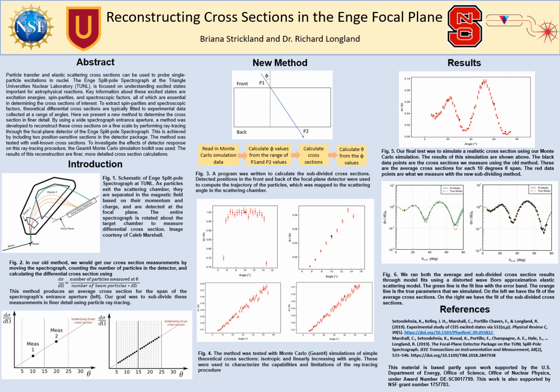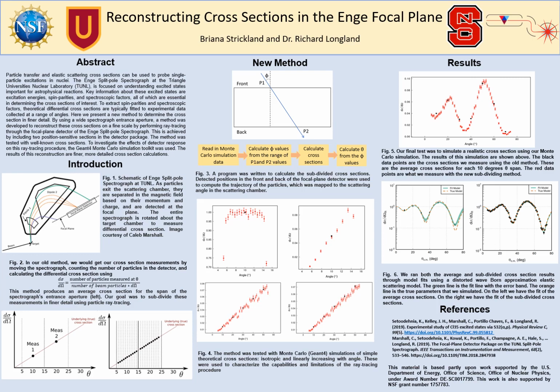We ran both results through model fits using distorted wave Born approximation elastic scattering models, shown in Figure 6. The fit of the average cross-section is on the left, and the fit of the subdivided cross-section is on the right.